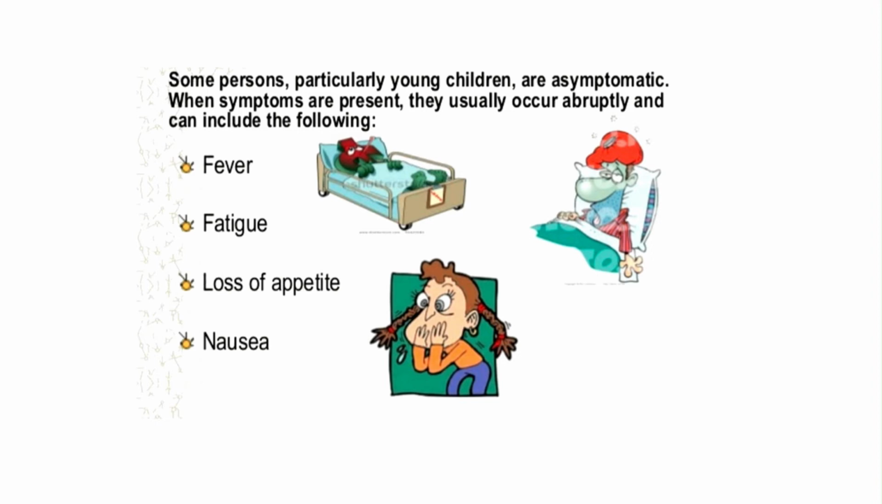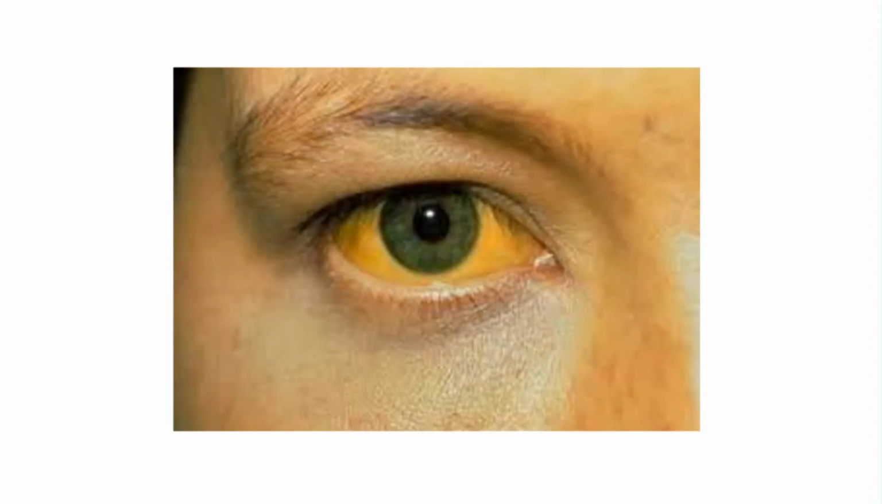For example, fever, fatigue, loss of appetite, and nausea may all appear abruptly, and we have to take this into consideration during management of such a patient. As I mentioned before, this is yellow casting of the sclera due to bilirubin accumulation in this area, and bilirubin could also accumulate in the mucous membrane of the oral cavity, particularly in the floor of the mouth.